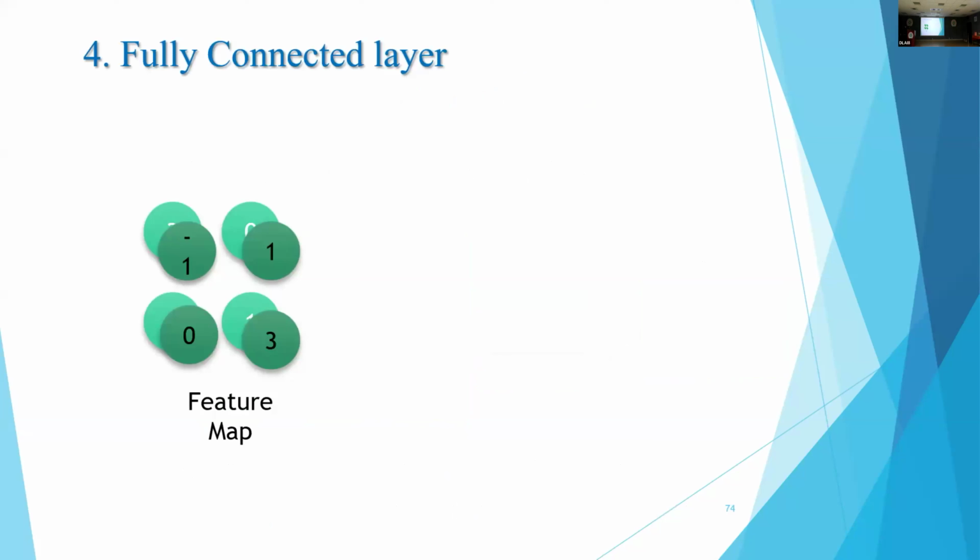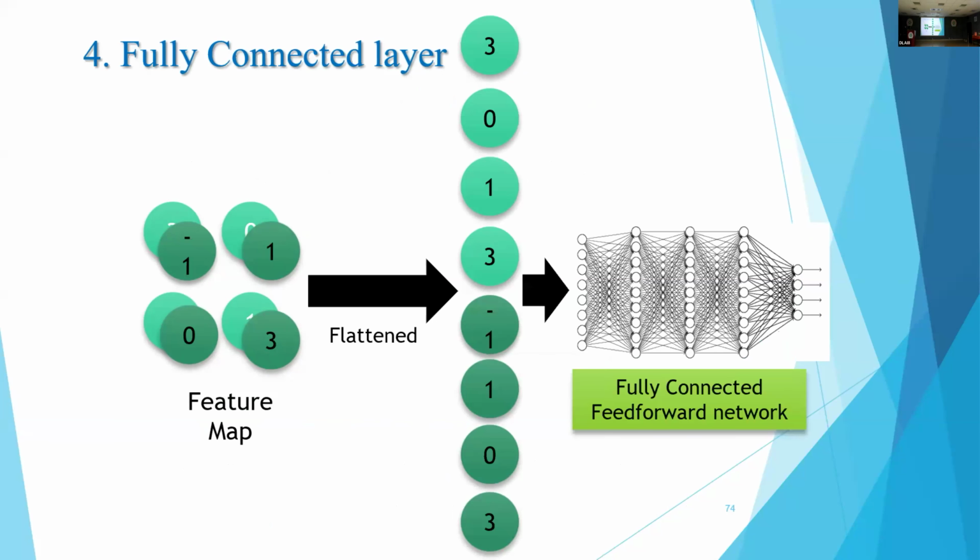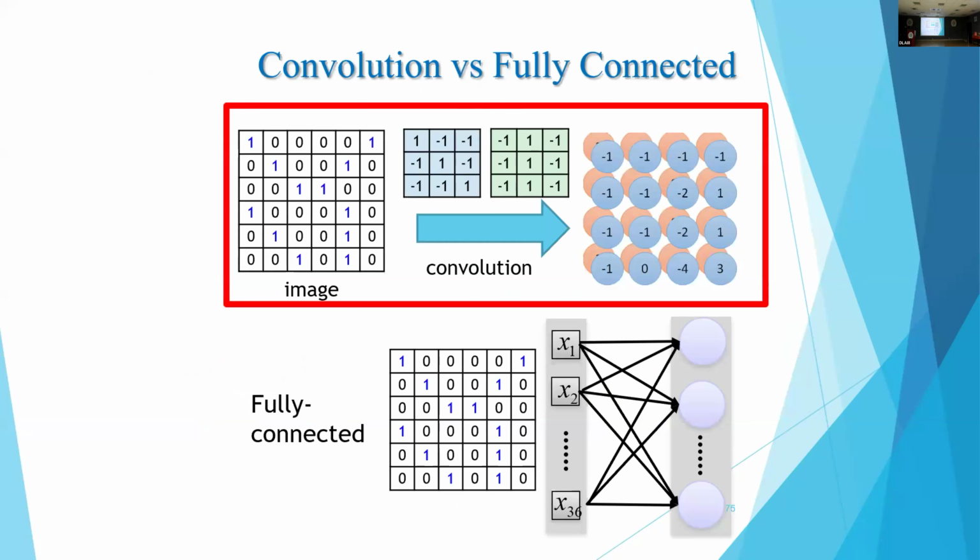Then we have the fully connected layer, the last one. Whatever we are obtaining as the feature maps, we will just keep on augmenting all these. We have the flattened layer, then the fully connected feed-forward network, and that's all.